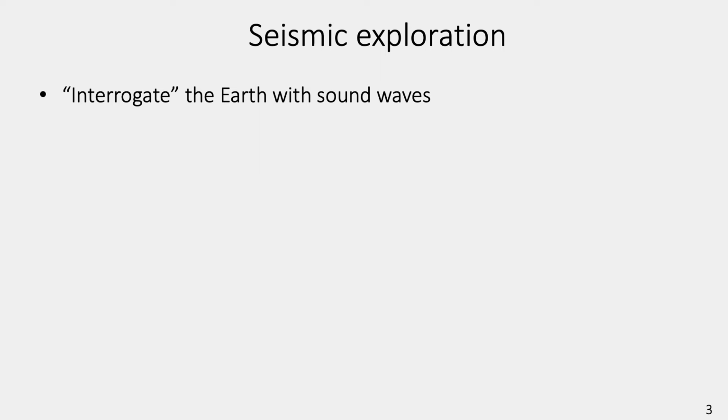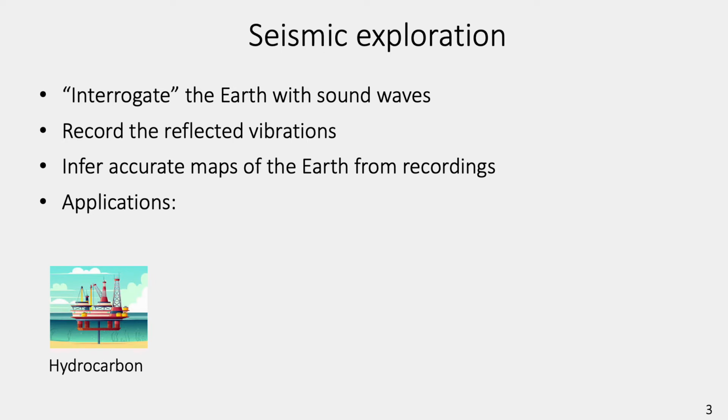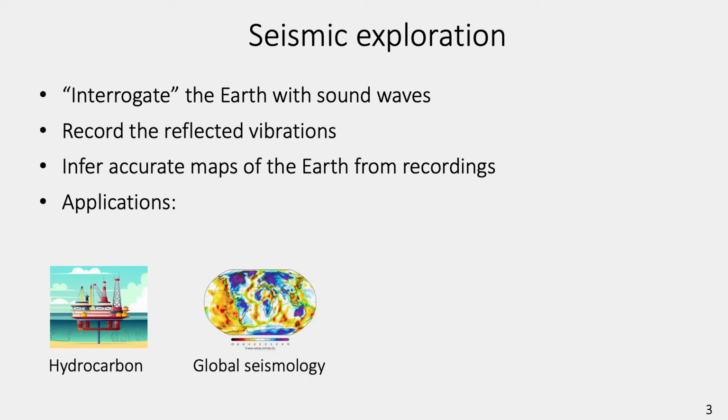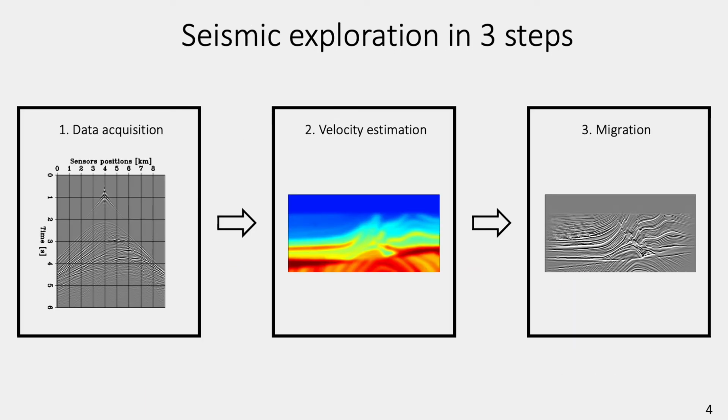So seismic exploration begins by sending sound waves into the ground, thereby interrogating the Earth. And when a wave hits an interface between two rock layers, a fraction of the energy is reflected back up to the surface and then measured. From these recordings, we're going to be able to infer the structure of the Earth by creating maps. In this thesis, I will discuss this method in the context of hydrocarbon exploration, but it can definitely be applied to many other fields, such as global seismology, geothermal energy, or even finding traps to store the CO2 from the atmosphere. Seismic imaging, or exploration, is composed of 3 steps.